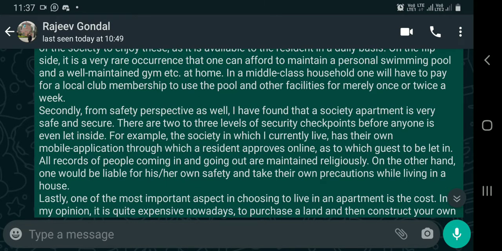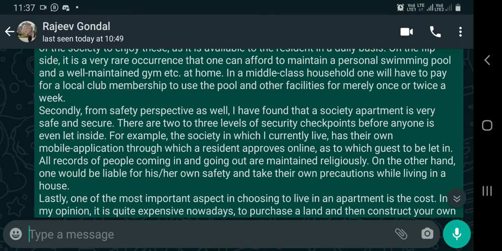Secondly, from a safety perspective as well, I have found that a society is very safe and secure. Secondly, from a safety perspective as well, living in an apartment is a better choice, or living in a society is a better choice. No need to say "secure" and all, because "safety" and "secure" and all these words seem repetitious. So it has to be very clear, and you can straight away come to the example.